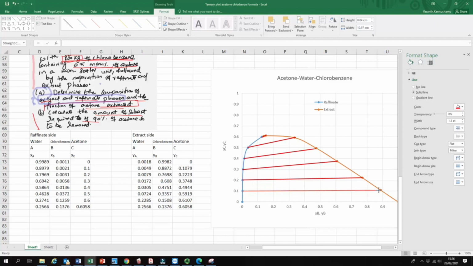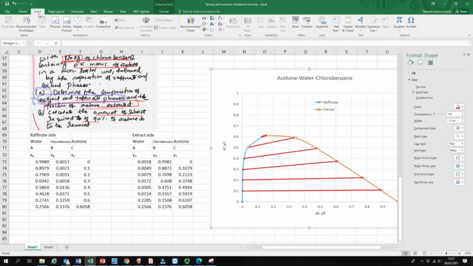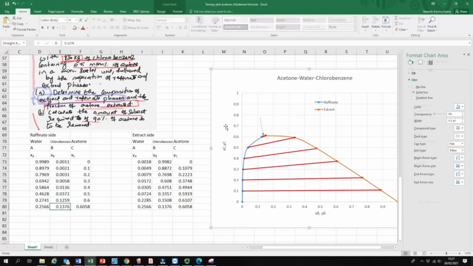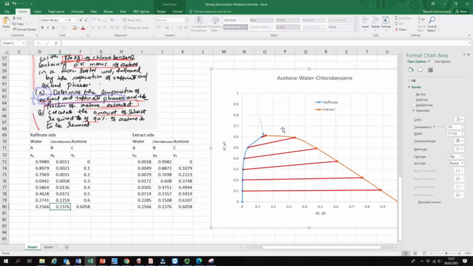So these red lines are nothing but what we call tie lines. And the point on the top, which is here, that's our plate point. So we have the raffinate side and the extract side.